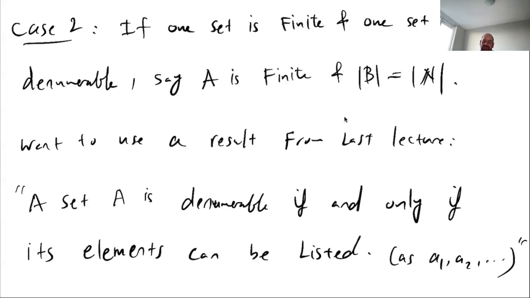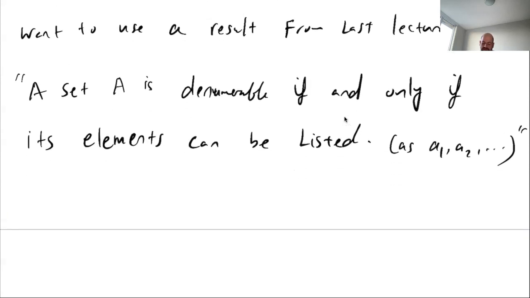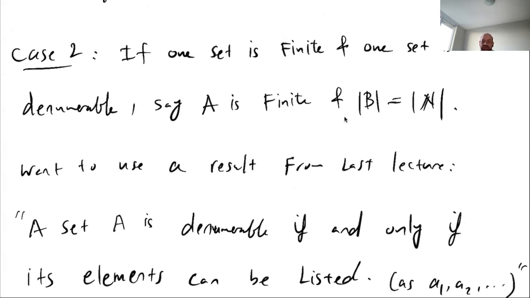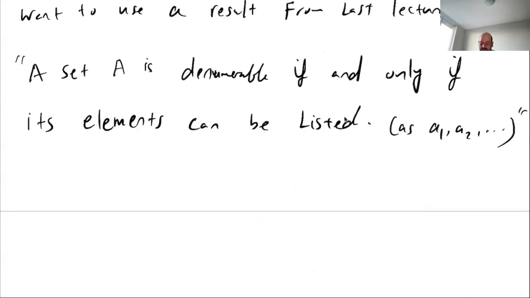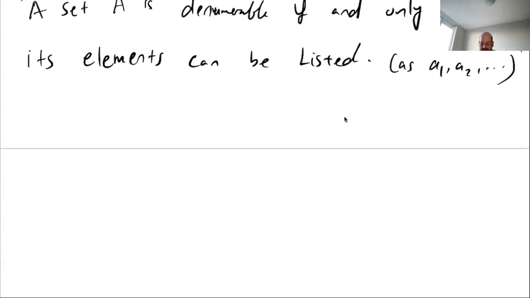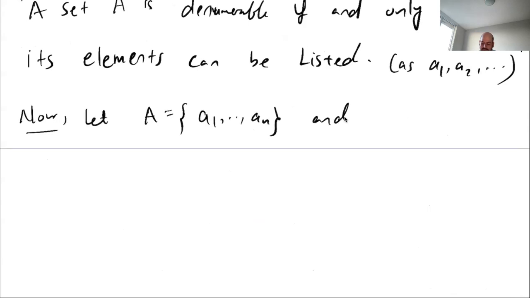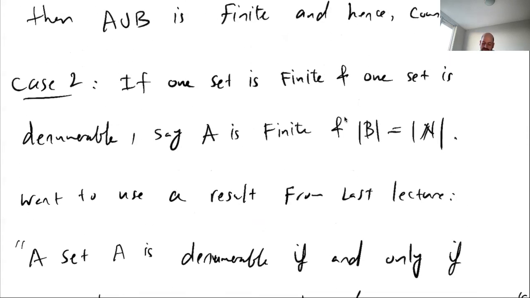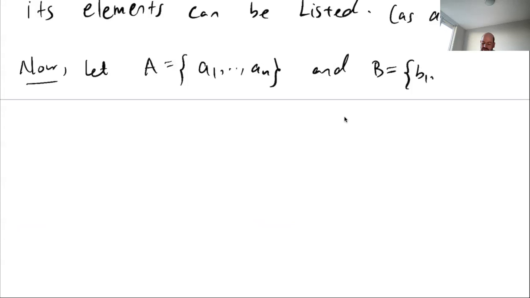Now my B here is denumerable, so I can list the elements, and A is finite. Of course, I can list the elements of a set which is finite. So that part is obvious. Now let A equal, let's say, A1 to AN. Remember, in my assumption, A is finite, and B is denumerable, so I can list the elements of B as, let's say, B1, B2, B3, and so on.